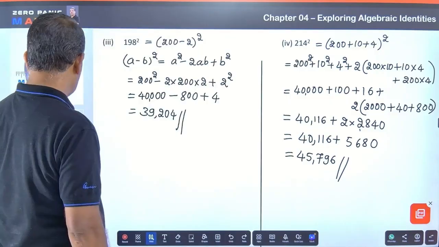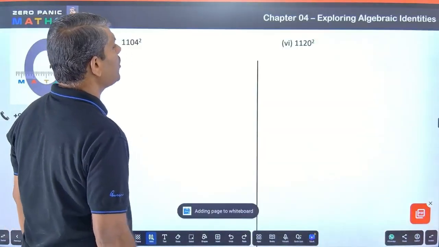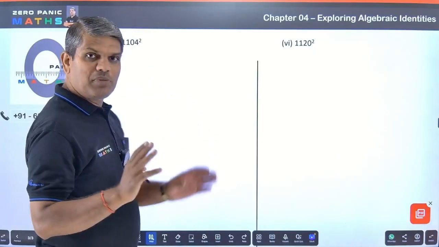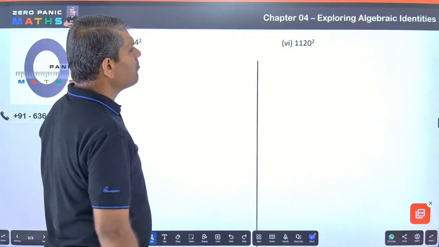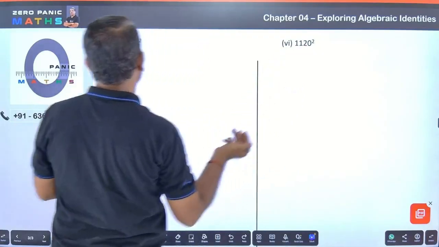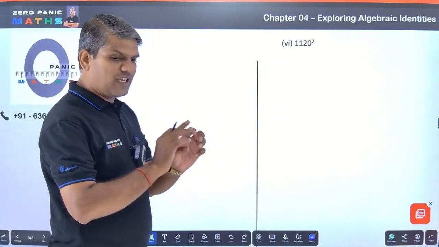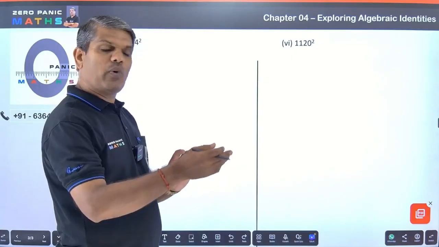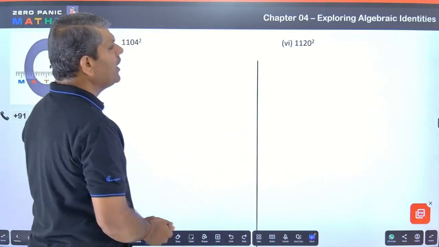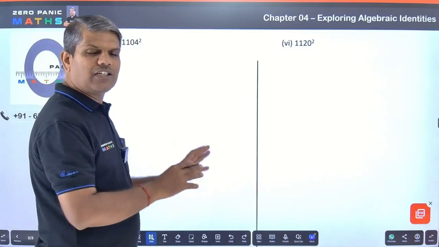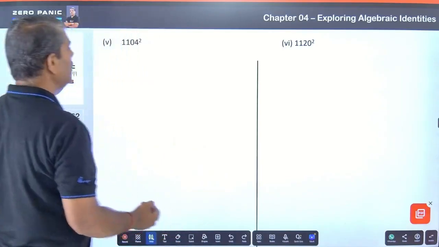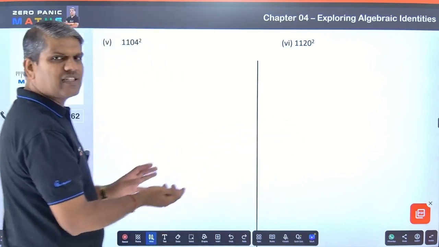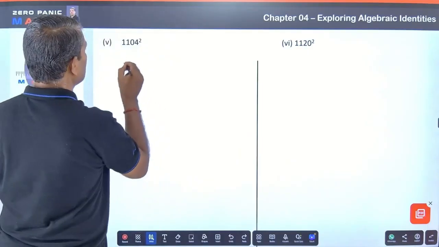Let us quickly see the next problem. The next problems are also making use of the a plus b plus c whole square formula only, but these are a little bit bigger numbers. So let me just expand it in the form of a square plus b square plus c square and the expanded version, and you can sum that up and calculate the final value. I'm not going to spend time on it because it is a similar problem to what we are resolving here.